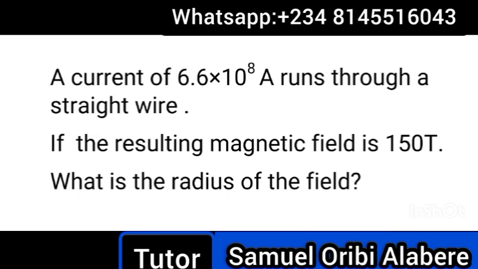And in this video, we'll be talking about a question that is related to magnetic field. So the question says a current of 6.6 times 10 raised to power 8 amps run through a straight wire. If the resulting magnetic field is 150 Tesla, what is the radius of the field?